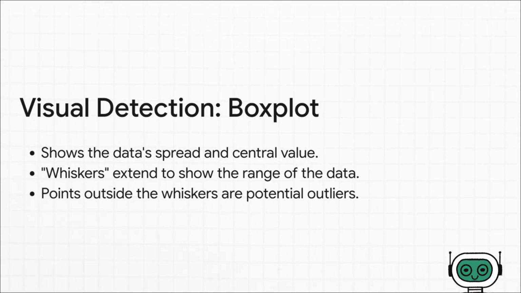Probably the easiest way to start is just by looking at the data, and a box plot is perfect for this. The box in the middle shows where half your data lives. The lines coming out, the whiskers, show you the normal expected range. Anything that falls outside of those whiskers, bam, that's a potential outlier flag for you right there. It's a great first check.